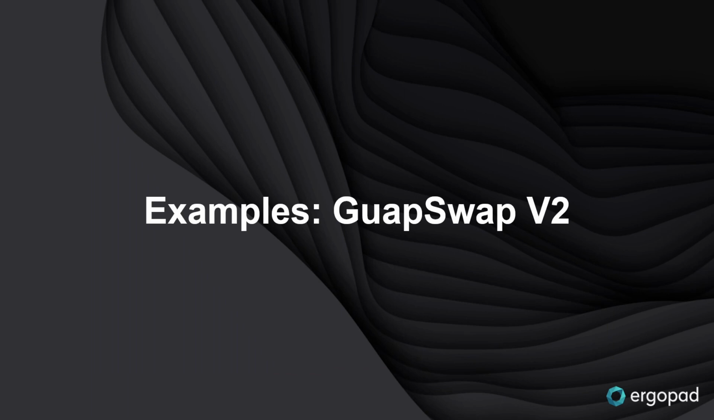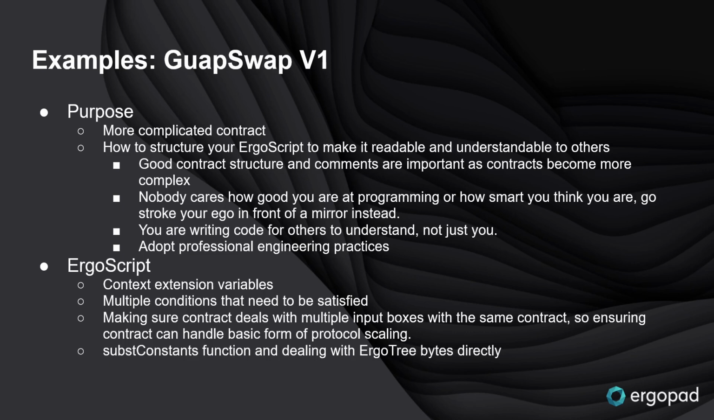And that's it. Now we're going to talk about GWAP version 2. What's the purpose of this? This is a more complicated contract. I want to show off how to structure your Ergoscript to make it more readable and understandable to others. In Ergoscript, we're going to cover context extension variables, multiple conditions that need to be satisfied, making sure that your contract deals with multiple input boxes, and a special function called the substitute constants function.